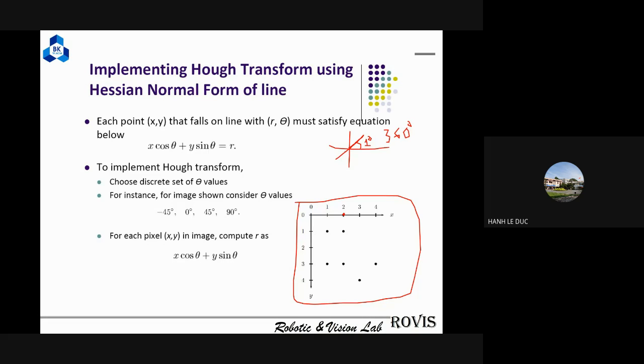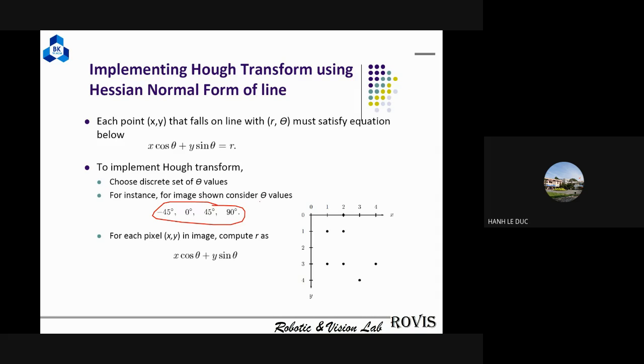So I just give you some theta values. Actually, you have to vary the value from minus 180 to 180. But I know that just some theta values here will form a line. So I just ask you to do this one. Okay, so let's do it.